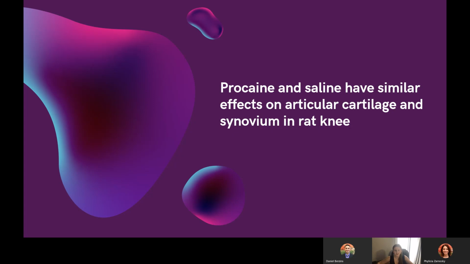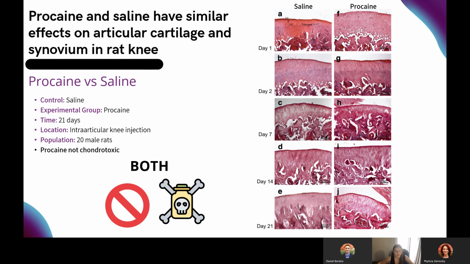So with that said, this next study, procaine and saline have similar effects on articular cartilage and synovium in rat knee. So this looks at when you specifically inject procaine into a joint, and this shows you what happens with that compared to saline. And this was actually a pretty impressive study.